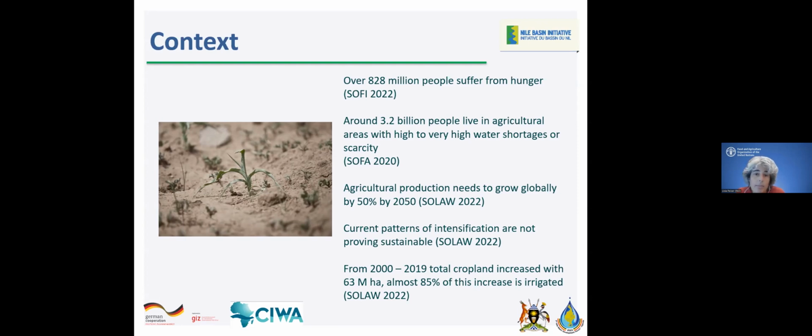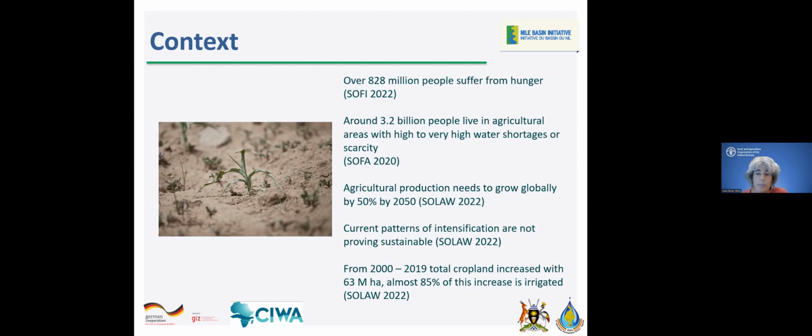At the same time, 3.2 billion people live in areas with a high to very high water shortage. And we know that agricultural production needs to grow globally by 50% by 2050 because of population growth and economic development. Also, 85% of the increase in cropland is under irrigated circumstances. So that puts additional pressure on water resources and water use in agriculture.